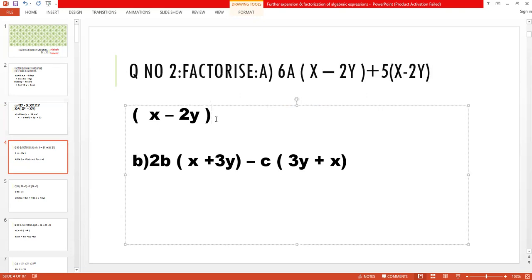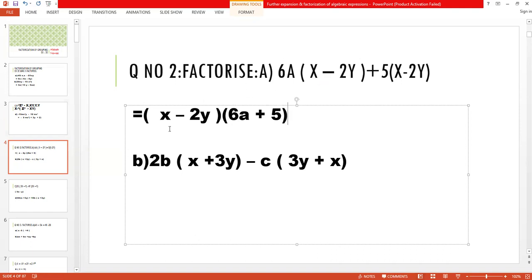So firstly, I have to write the bracket, that is x minus 2y. Okay, and after writing the bracket, I will put another bracket. Now look here, this bracket x minus 2y is common. So which one is left over? 6a is the only one left over. Again, look at the sign. Which sign is here? The plus sign is here, and we have to put this 5.